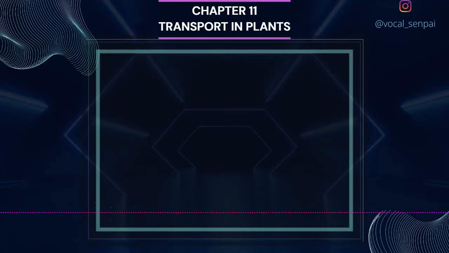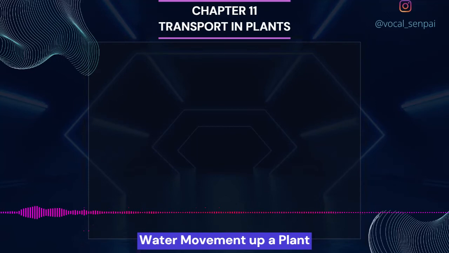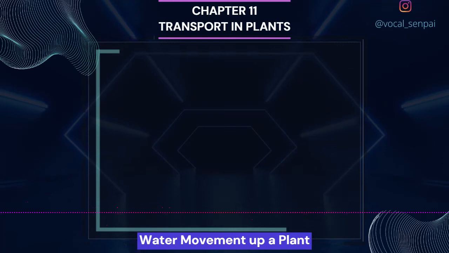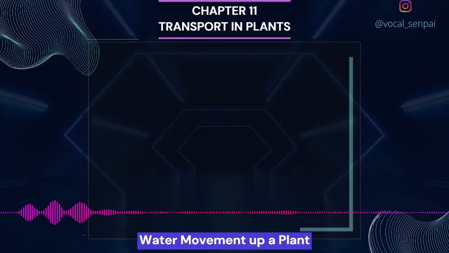Water movement up a plant. We looked at how plants absorb water from the soil and move it into the vascular tissues. We now have to try and understand how this water is transported to various parts of the plant. Is the water movement active or is it still passive? Since the water has to be moved up a stem against gravity, what provides the energy for this?